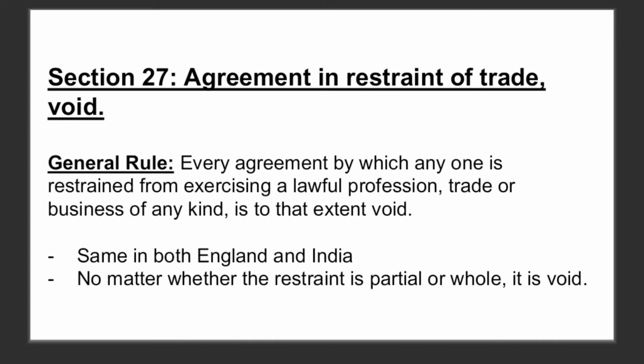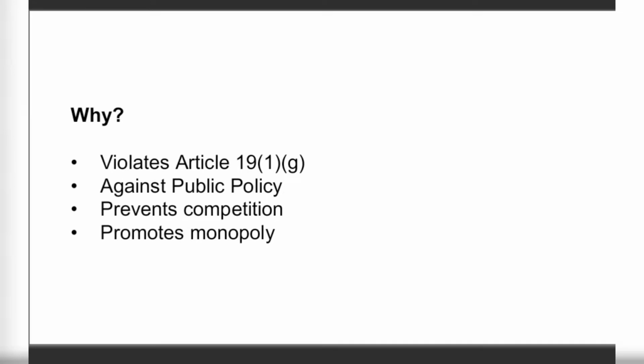But why is it void? If both the parties are agreeing to the same thing in the same sense, then why has the law declared such an agreement to be void? It is because it violates Article 19(1)(g) of the Constitution. As you know, freedom to trade and business is also one of our fundamental rights, and reasonable restrictions can be imposed. And we are going to read about this in our exceptions.